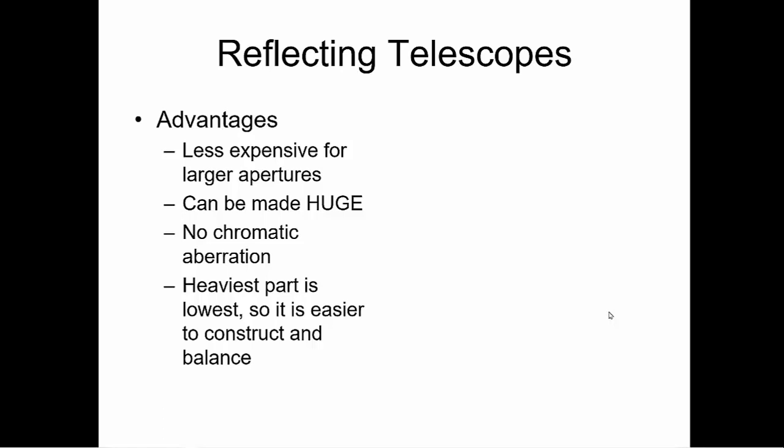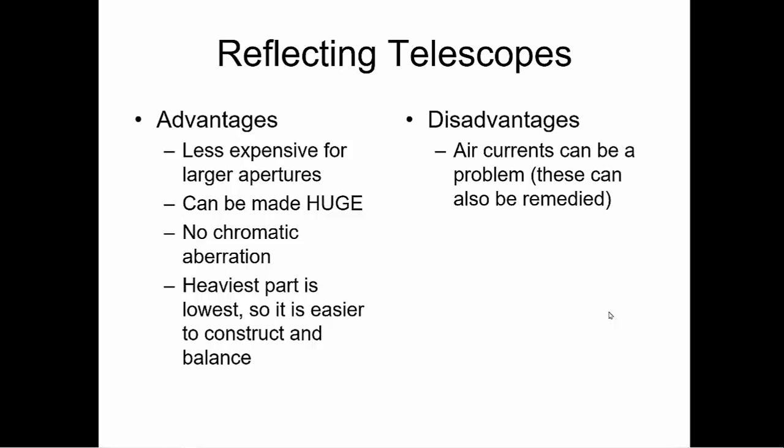They don't have any chromatic aberration because all the wavelengths of visible light reflect off a mirror in the same direction. Now, if you go up towards stuff like gamma rays, they're going to go right through your mirror, so you don't want to use the same design if you're looking at gamma rays, but that's outside the visible spectrum. Disadvantages: air currents can be a problem, but they can also be remedied pretty easily.